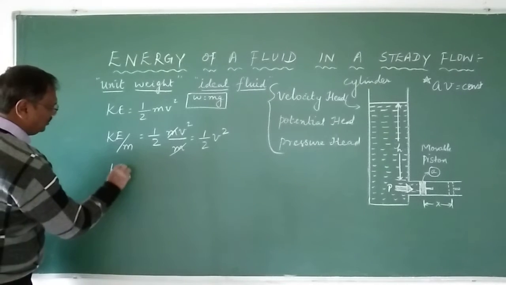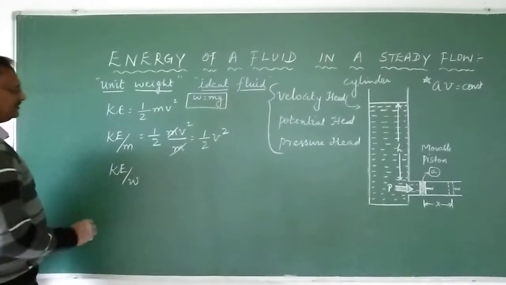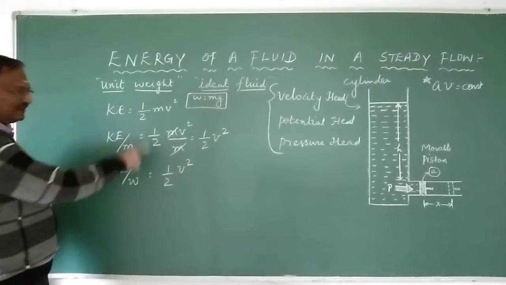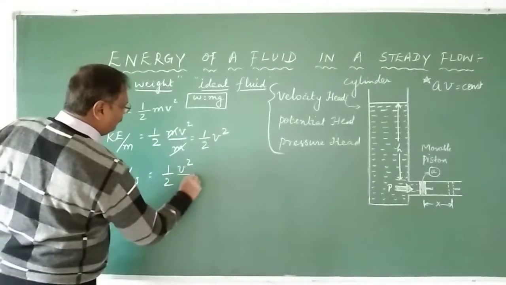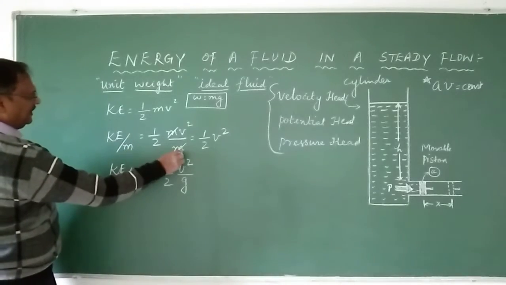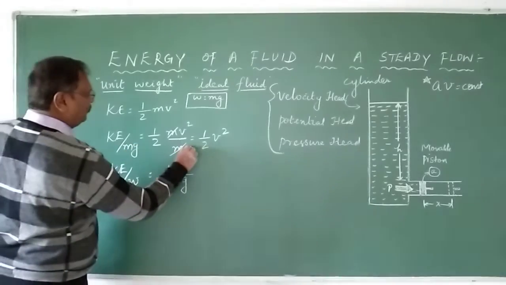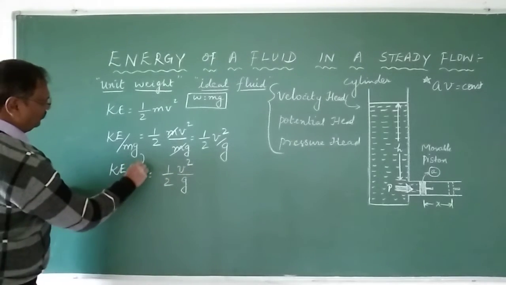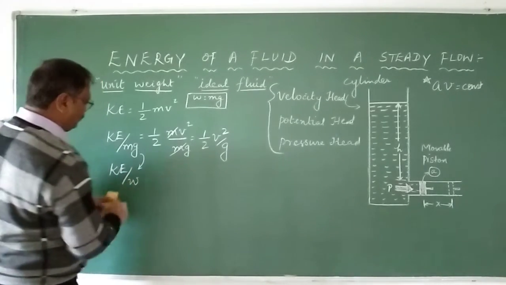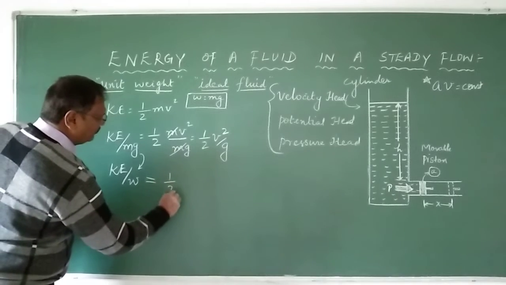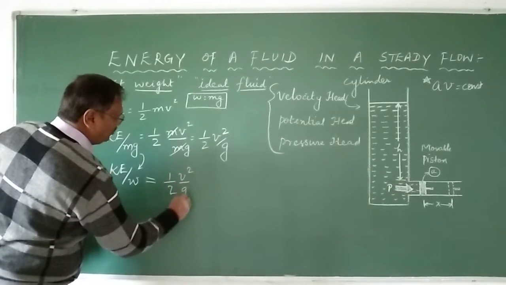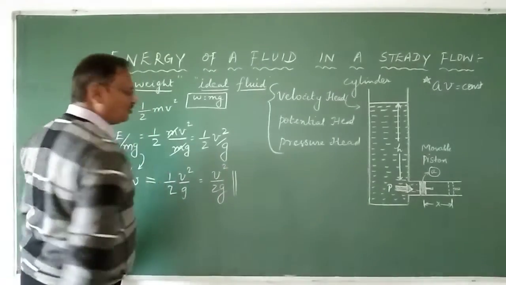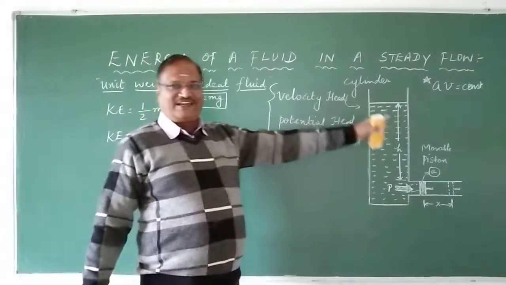The kinetic energy per unit weight is equal to half v square. Mass already got cancelled, so instead of weight you have only one factor, that is g. See, mass is m. When I add g here and I put g here, I have weight. This is equal to kinetic energy per weight, which is equal to half v square upon g, or v square upon 2g. And this is called velocity head.